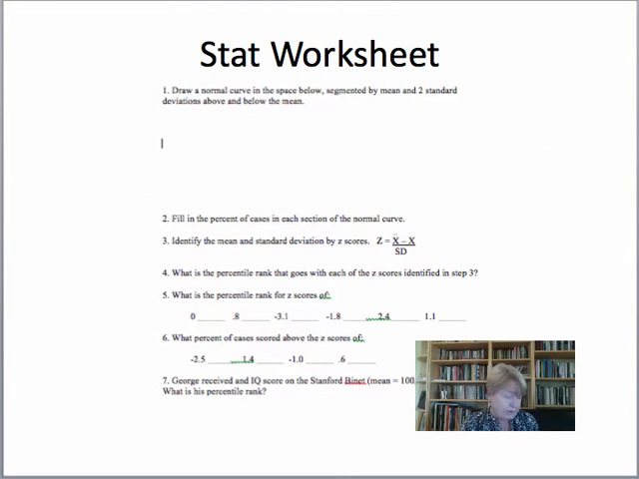We'll go back to our worksheet, or I'll go back to the worksheet. Question number 5 on the worksheet asks you to fill in the percentile rank for z-scores of 0, 0.8, -3.1, and so on. Well, now you should be saying, well, I know what 0 is, but I'm not sure about these other ones. How do I get a percentile rank for that? Well, there is a formula for it, but it's a very long formula, and we're not going to use it. I'm going to give you a break.